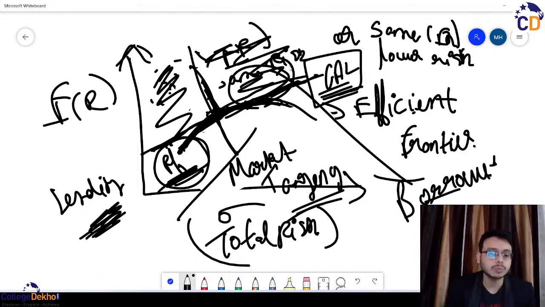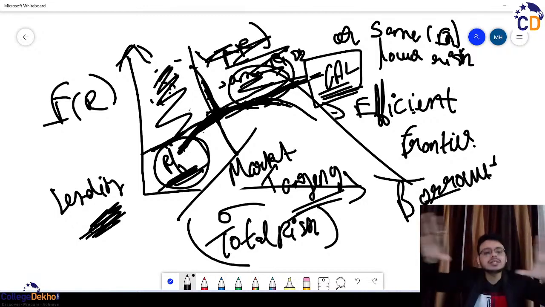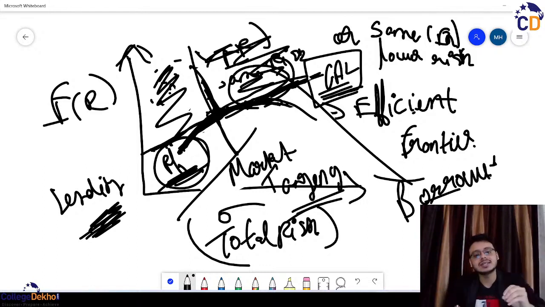सो अगर कोई तुमसे पूछे आगे जाके कि what is the CAL line और the capital market line, capital allocation line, it shows you the various combinations of portfolios, जहां पे you have the combination of the risk free assets as well as the market portfolio. एक ऐसी लाइन जहां पे you get various combinations of the risk-free assets and the market portfolios. So that is the capital allocation line which you need to understand.